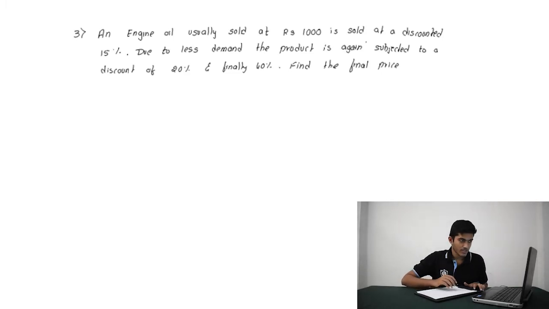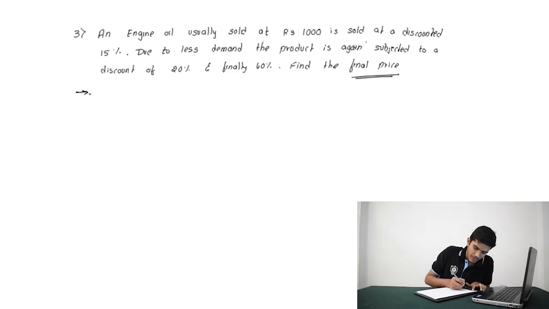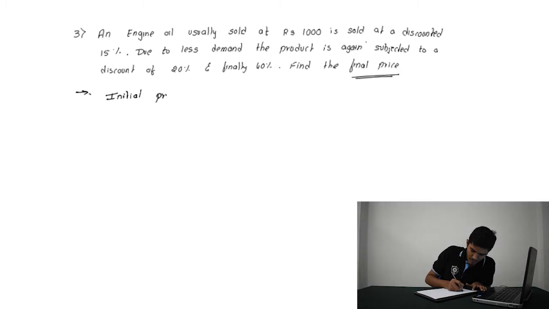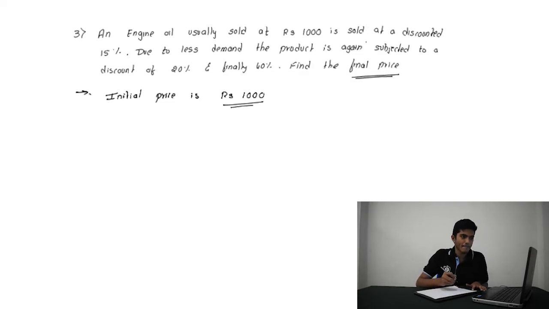So let me read out this third problem for you. It says an engine oil is usually sold at rupees 1000, but due to less demand, it's actually sold at 15% discount. So then, due to even lesser demand, it is subject to discount of 20% and finally again 40% discount. So what is going to be the final price? So this is a simple problem unlike the previous one. So initial price is rupees 1000 is what is given.